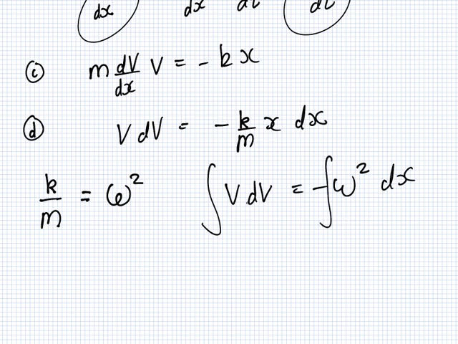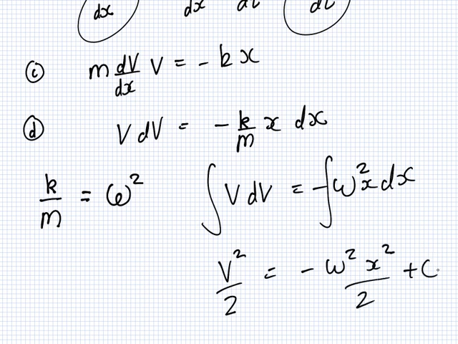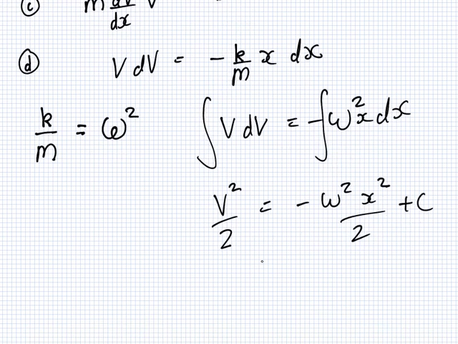Okay, what do I get here? I get v squared over 2 equals minus, oh sorry, I lost my x there, minus omega squared x squared over 2 plus c. Okay, so I'll multiply by 2, and I won't bother putting the 2 on the c, because the c just stands for a constant. Right, now I need to figure out what the c is.